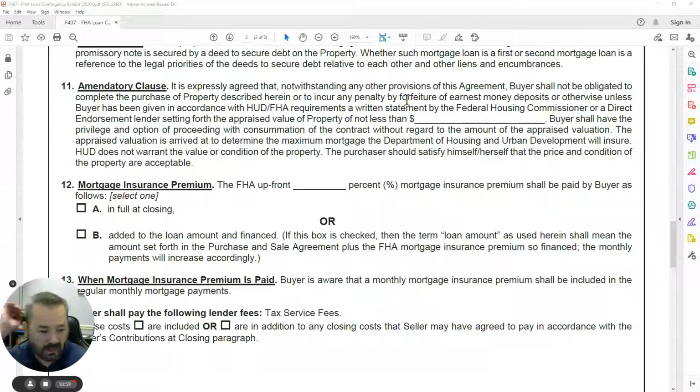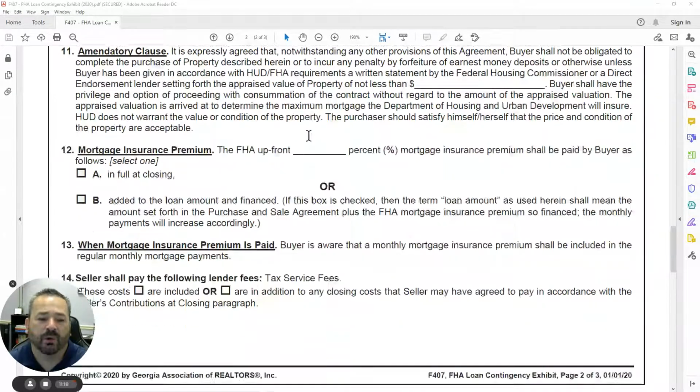Yes. Okay. And you'll also notice the thing that's different about this amendatory clause from the appraisal clause in the conventional loan exhibit, it has no time limit. Okay. So this lasts all the way until the closing. Okay. So whenever that appraisal comes in, we're not stuck to a timeline.